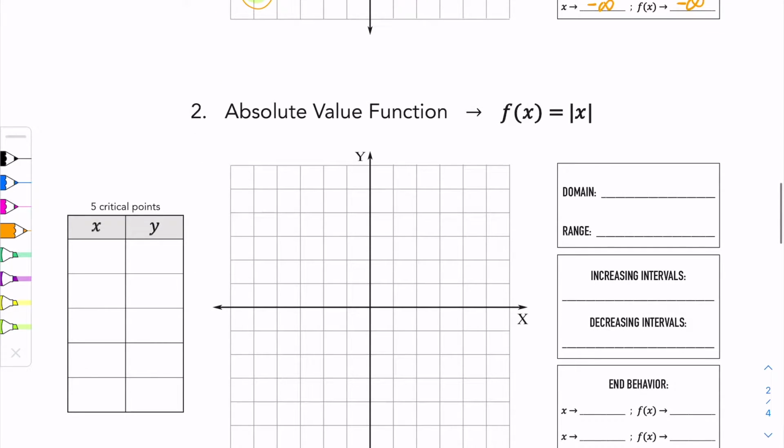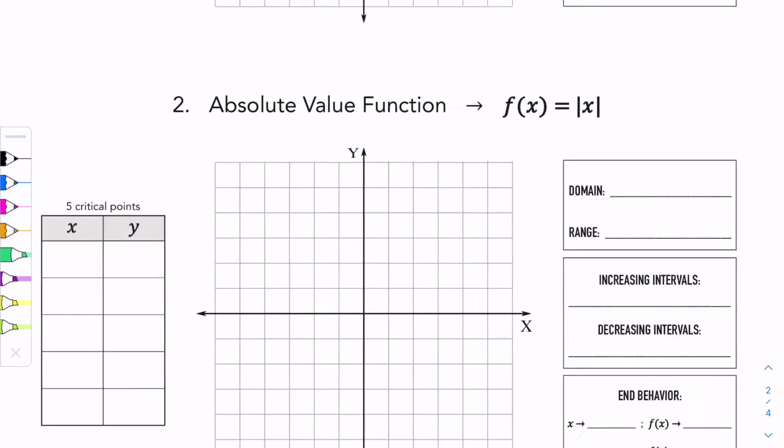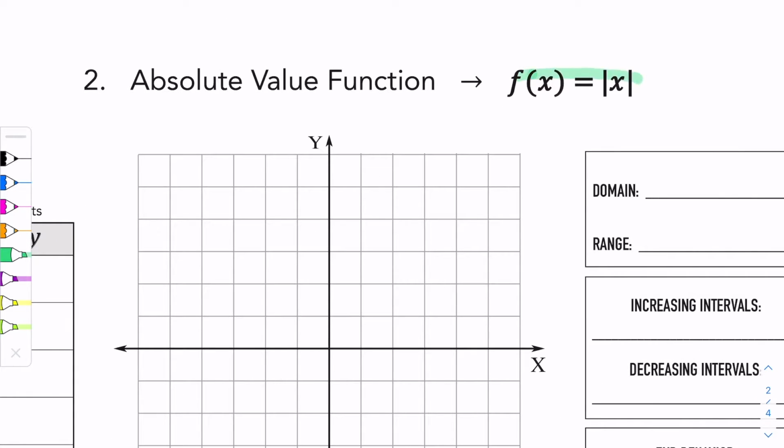Next we have the absolute value function. The absolute value function is f of x is equal to the absolute value of x. A couple helpful tips on this. So first thing, absolute value stands for the distance from 0. So distance is always a positive value, therefore absolute value will always give you a positive answer.